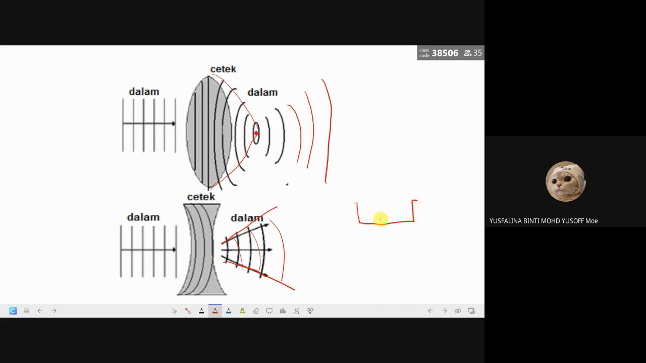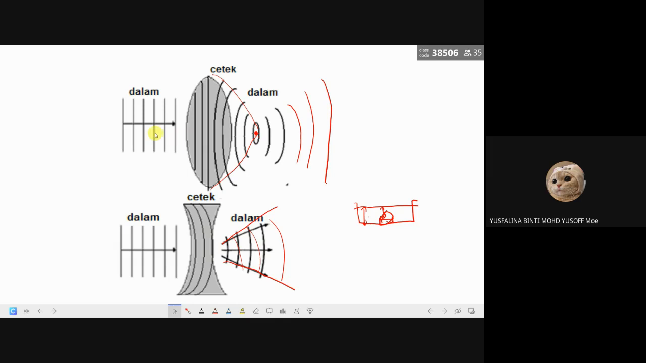So you put the lens here. This is the water, right? When you put the convex lens here, you can see the depth of the water here will be decreased if you compare with this one. So that's why this one is the shallow area. And in this part, the wavelength will be decreased compared to this one. But when it comes out, the wavelength will diverge like that.